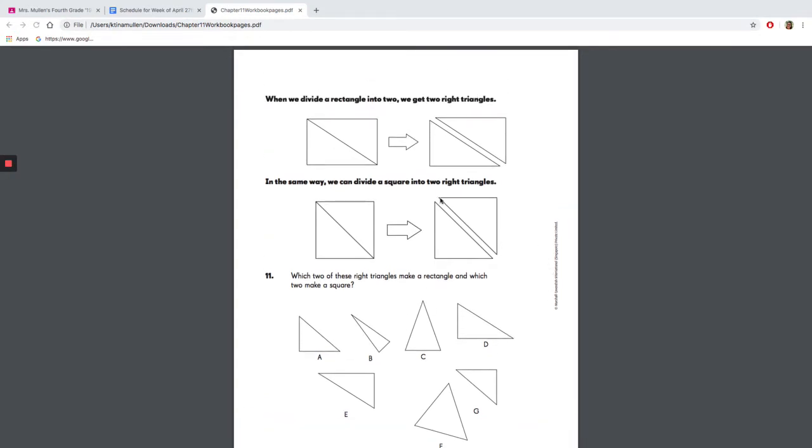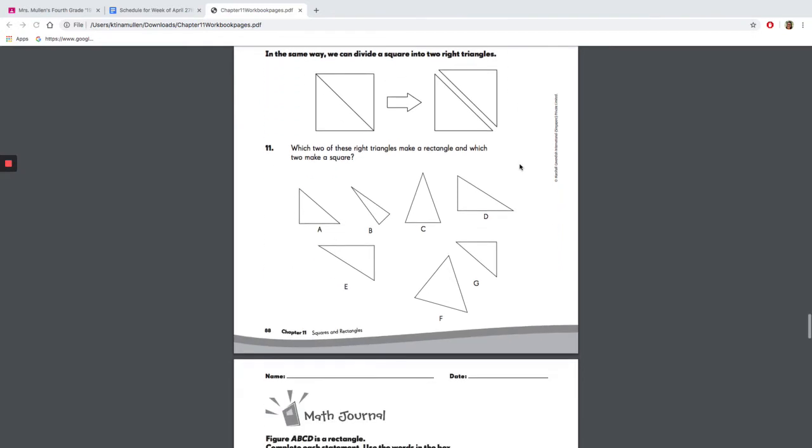So if 2 of the sides are the same length on your triangle, then you know it makes a square. If one is short and one is long, then it's going to make a rectangle.